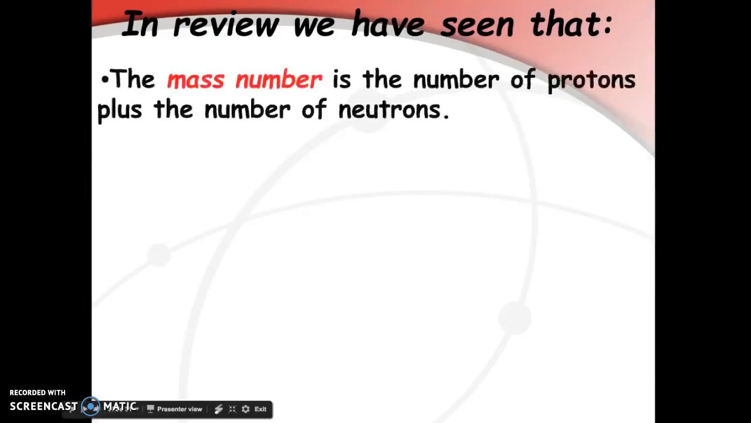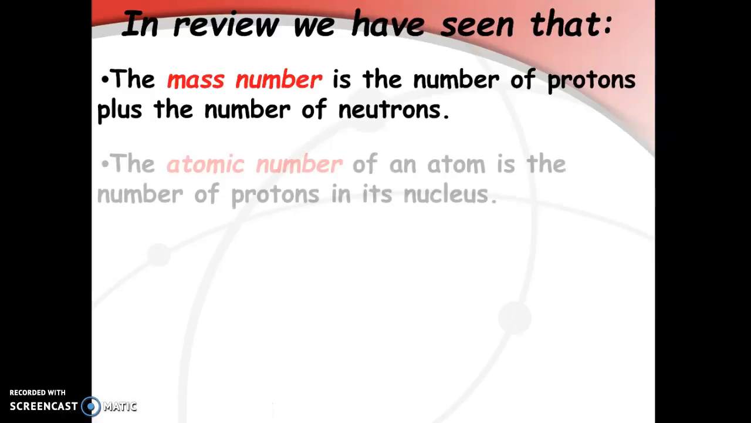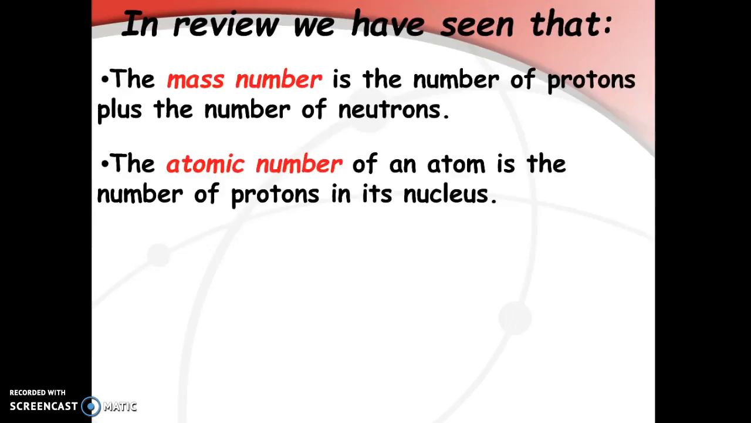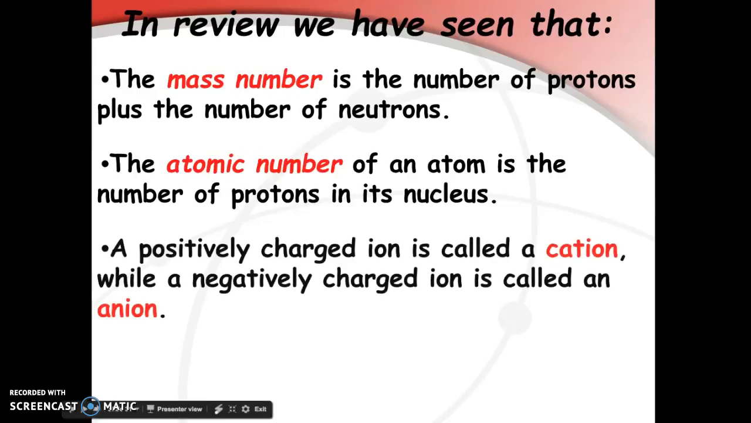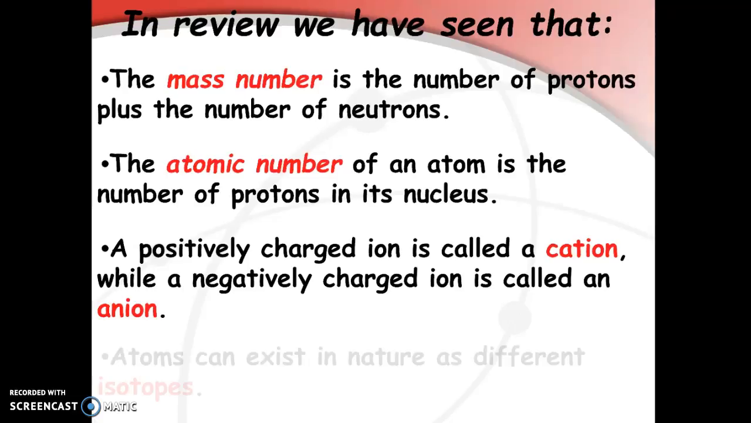So just to review, the mass number is protons plus neutrons, and it is just for that atom. The atomic number is the number of protons in the nucleus, so they're always going to be the same. Also, both of those numbers identify the element. If you change the atomic number or the number of protons, you are changing the element. And a positively charged ion is a cation, and a negatively charged one is called an anion. So with a cation, you're going to have more protons. With an anion, you're going to have more electrons.